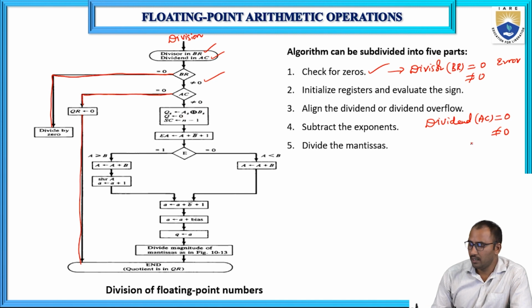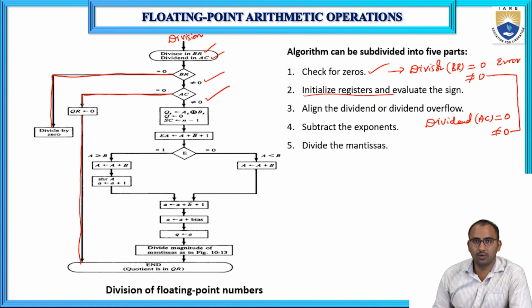And if the divisor is not equal to 0 and the dividend is not equal to 0, then what is the second step? Initialize the registers. If both the divisor and the dividend are not equal to 0, then we have to initialize the registers and evaluate the sign of the quotient.